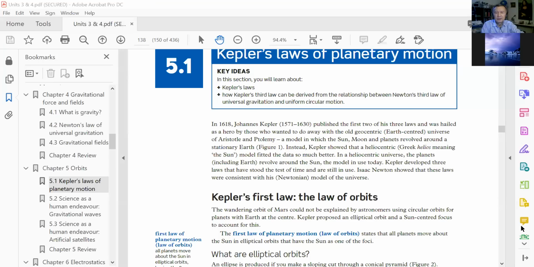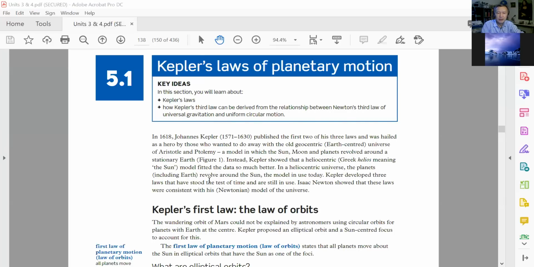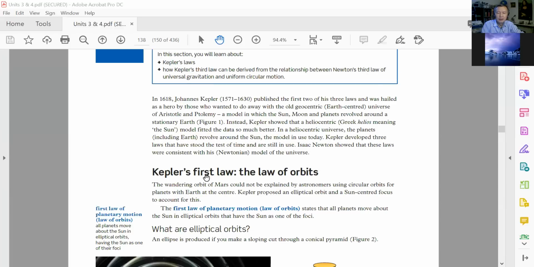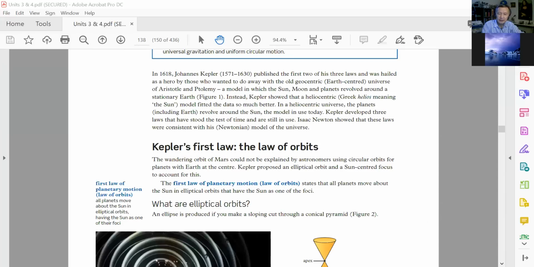Kepler's first law. Yeah. So Kepler had three laws, right? Mm-hmm. Yeah. Can you explain them, or do you want to do the whiteboard? Oh yes. Okay. We can use the textbook because it has printed text, which is good.